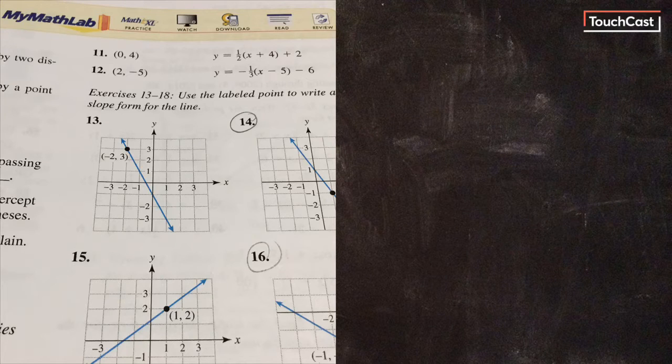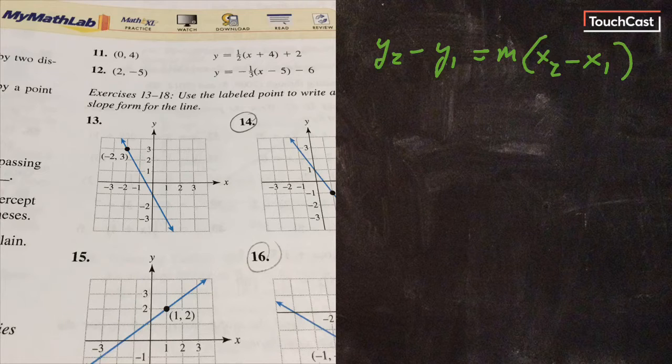Section 3.6 of the textbook discusses the concept of point-slope form. We're going to go through a few examples, and this is one of them. Given a line and a point on that line, they are asking you to write an equation for that line using the point-slope form. The point-slope form is y2 minus y1 equals m times x2 minus x1. That's the formula for point-slope form on a graph.